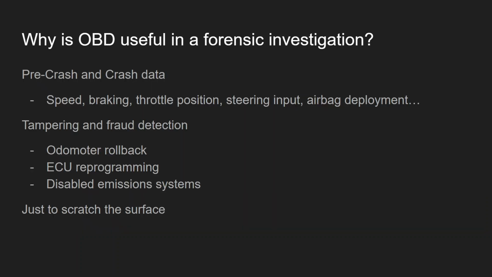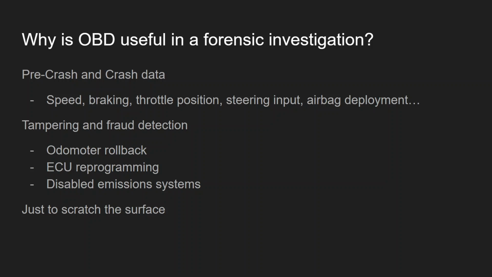So why is this useful in a forensic investigation? One of the reasons is it stores pre-crash and crash data. So you can see the speed, the braking, the throttle position, steering input, airbag deployment, and all this is useful for piecing together what happened in a crash. Another reason why this is useful is for fraud detection.